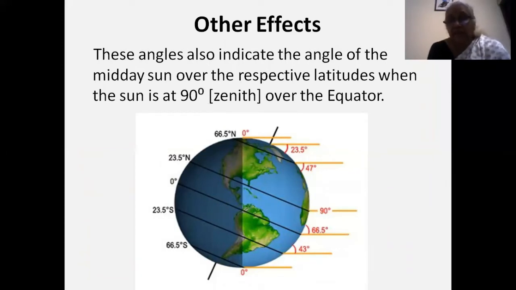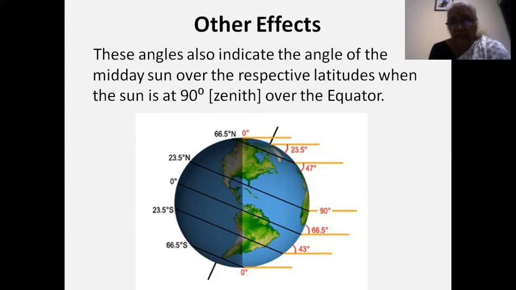You can see that the angle of the sun's rays changes from season to season. This particular position of the Earth is during the summer solstice, when the Earth is tilted towards the sun. So on June 21st, the sun's angle is 90 degrees, and this is the midday sun.